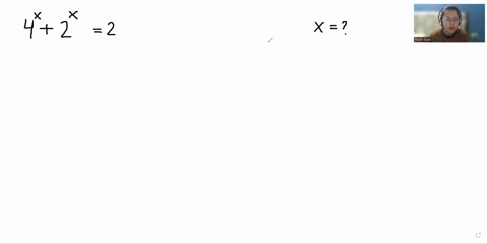My name is Rashi Goel, and in this video we are going to solve 4 power x plus 2 power x is equal to 2, and we have to find the value of x. So let's start with today's video solution.